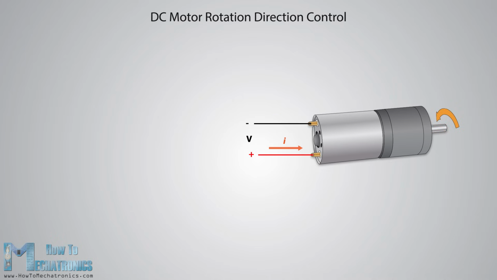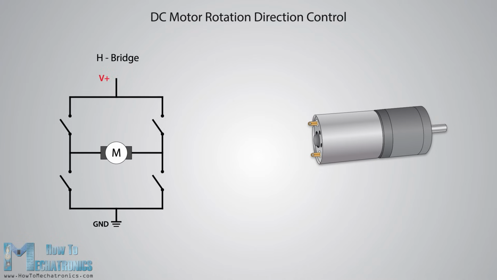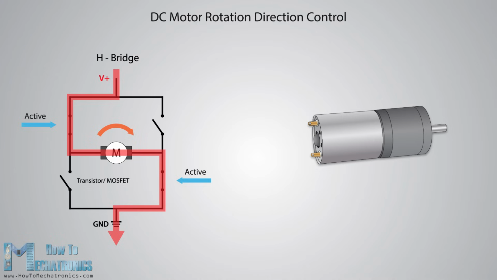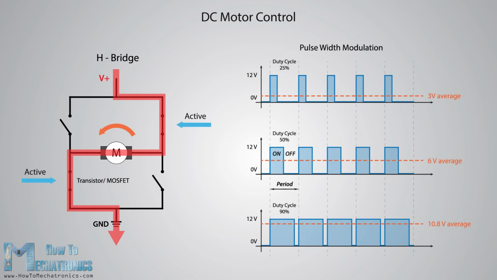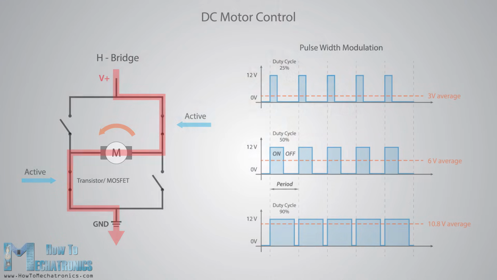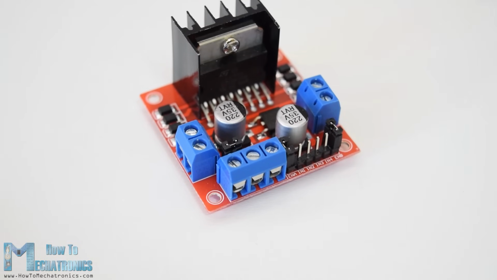On the other hand, for controlling the rotation direction, we just need to invert the direction of the current flow through the motor, and the most common method of doing that is by using an H-bridge. An H-bridge circuit contains four switching elements, transistors or MOSFETs, with the motor at the center forming an H-like configuration. By activating two particular switches at the same time, we can change the direction of the current flow, thus changing the rotation direction of the motor.